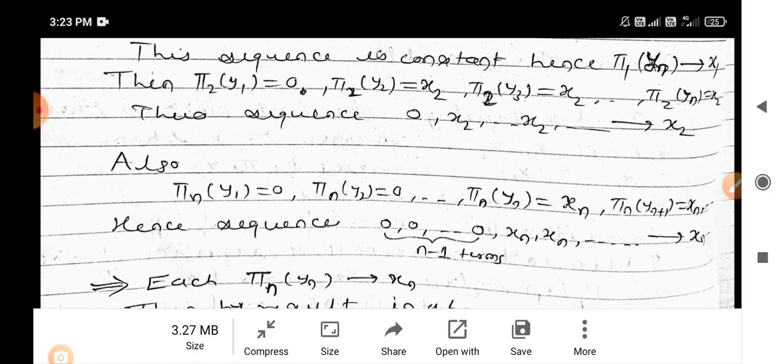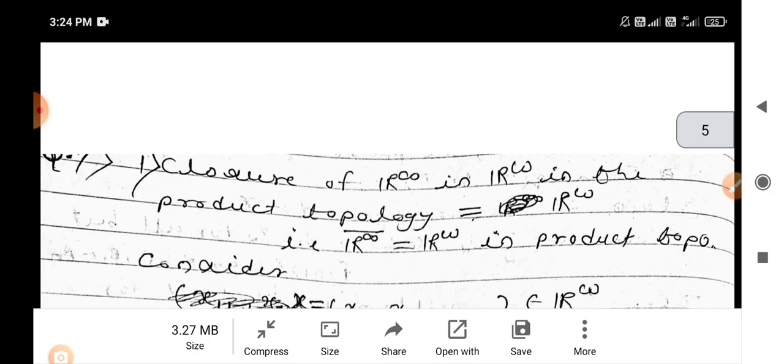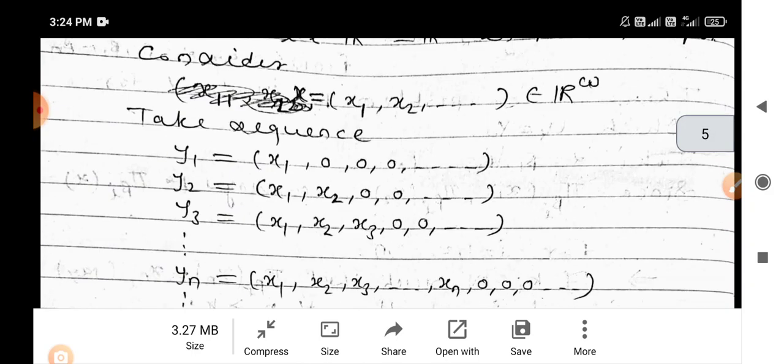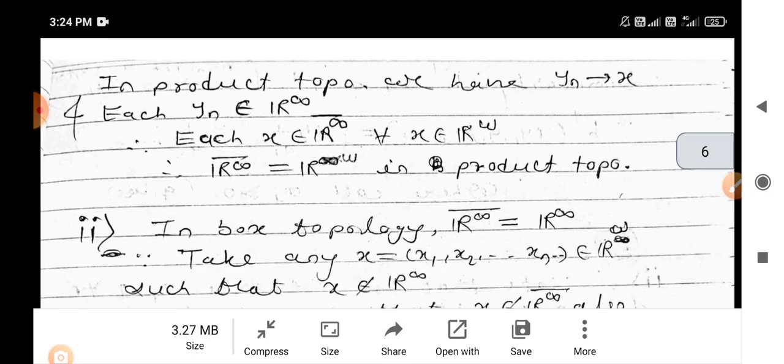So for each n, now pi n of yn converges to the pi 1 of y1, x1, x2, x3. That is, pi n of yn, this sequence converges to xn. So the result holds in this example, that is the closure of R infinity is nothing but R omega in product topology. Now in product topology we have the sequence yn converges to x and each yn belongs to R infinity, therefore its closure is nothing but R omega in product topology.